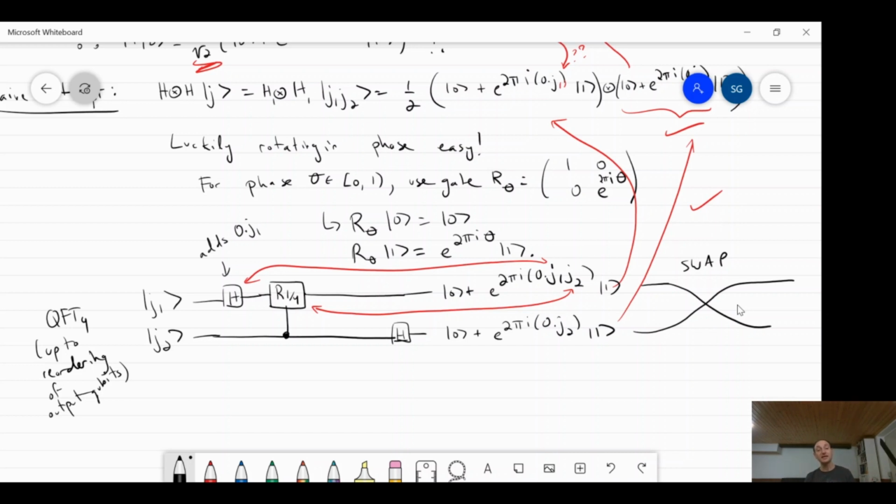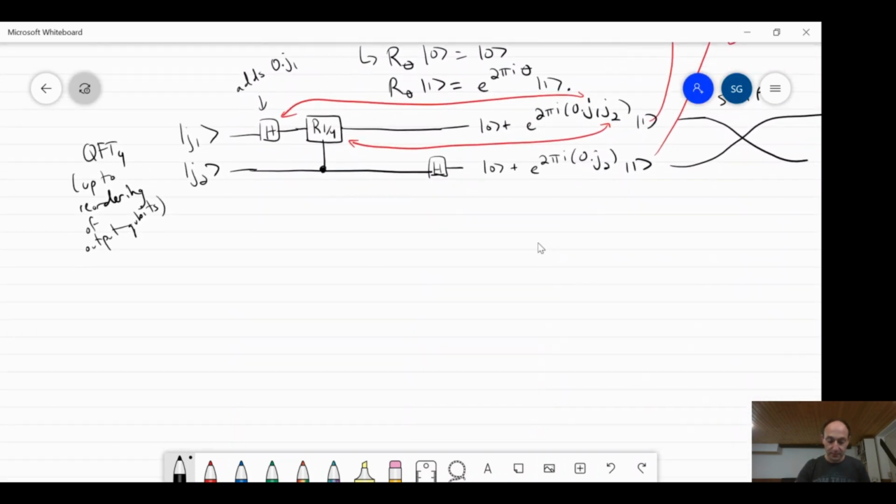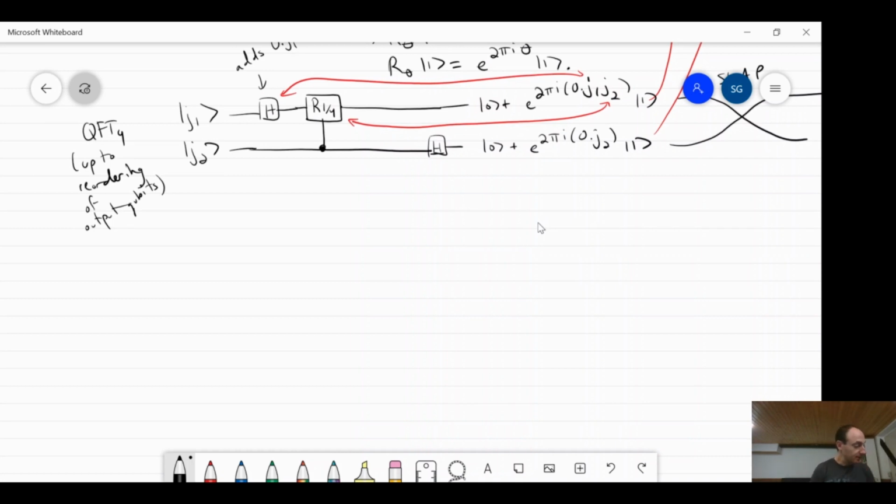Okay, so that is the circuit for the n equals 4 QFT, or alternatively the 2-qubit QFT. Kind of the next step up after the Hadamard. So with the n equals 4 case in hand, we can now just scale up the analogous argument to n equals 2 to the n for n qubits. So let's just do that, generalizing to n equals 2 to the power n.